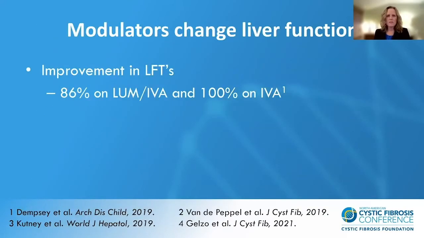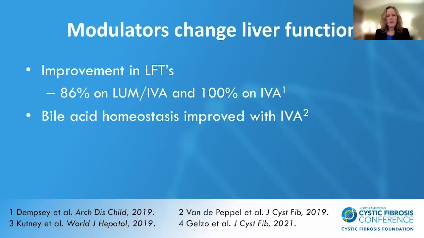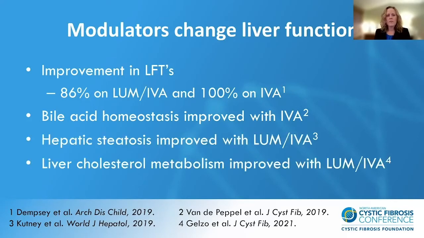And as follows, we see that there are more studies coming out that discuss improvements in liver function tests. Dempsey et al. showed that 86% of the patients that they treated with lumacaftor ivacaftor had LFT improvement, and 100% of the ones on ivacaftor alone, albeit this was a very small study. Bile acid homeostasis was improved in a study by Van de Peppel and colleagues with ivacaftor. Hepatic steatosis and cholesterol metabolism were shown to be improved with both in 2 studies with lumacaftor and ivacaftor.